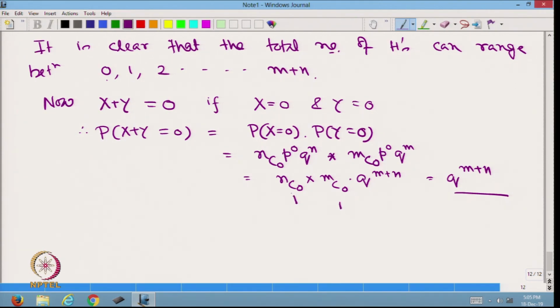Let us go one more step. What is the probability x plus y is equal to 1? We understand that x plus y can be 1 in two possible ways.